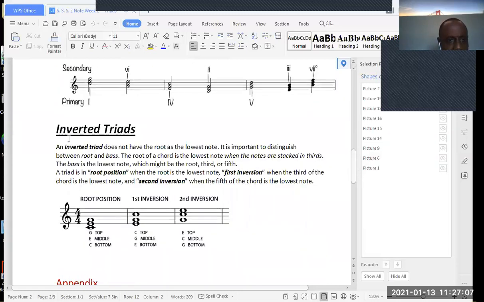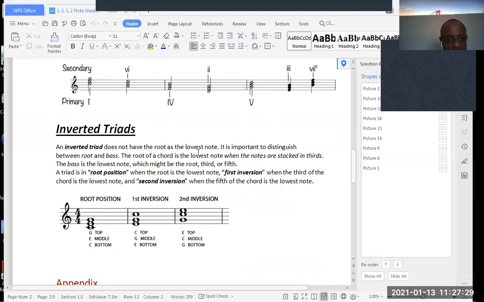Now, the next thing we are going to have is what we call inverted triad. When we talk of inverted triad, inversion simply means you change the position of the root. An inverted triad does not have the root as the lowest note.